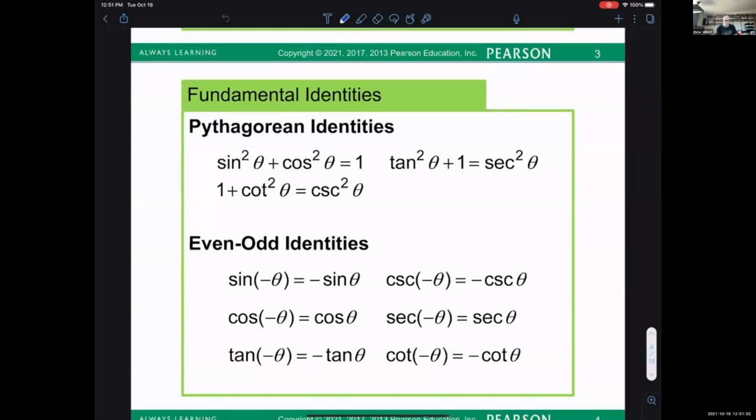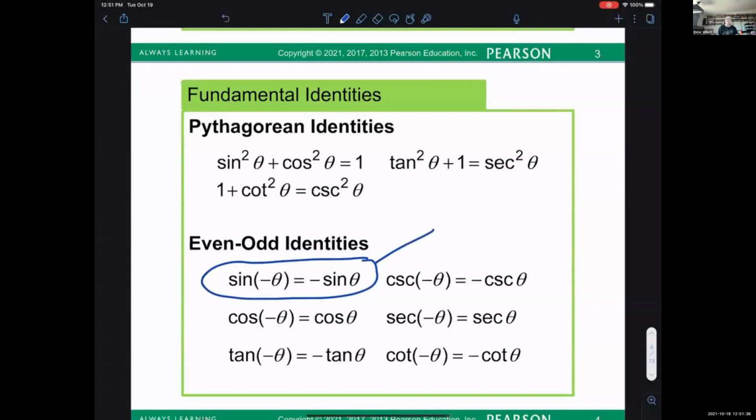And then there's some even and odd identities. We looked at some of these when we were looking at the functions themselves. When we defined them, we recognized these things a little bit. We just looked at these as properties of the graphs of sine and cosine and the rest of the trig functions. But now we're looking at them as ways to make symbol manipulations or to adjust things in an equation as an identity.